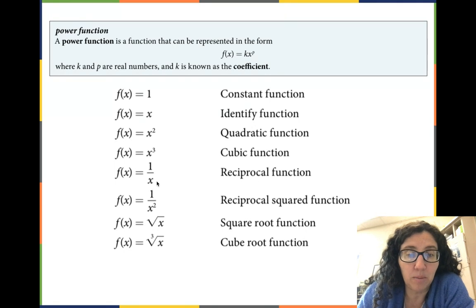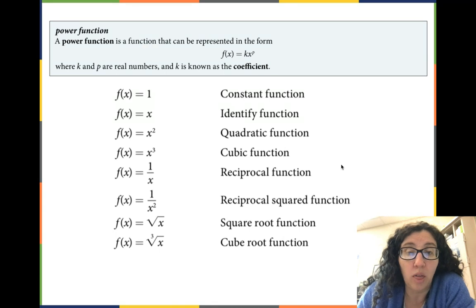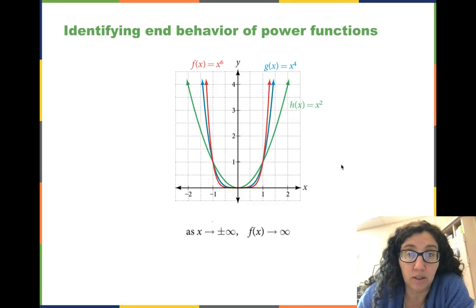How about if we have something like this, like the reciprocal function? Is this a power function? It is. The exponent for x would be -1, which is a real number. So this is a power function. Same with this one, right? The exponent would be -2. What about square root of x? Yep, the exponent would be 1/2, and that's a real number, or 1/3 for the cube root function. So that's the idea of power functions.